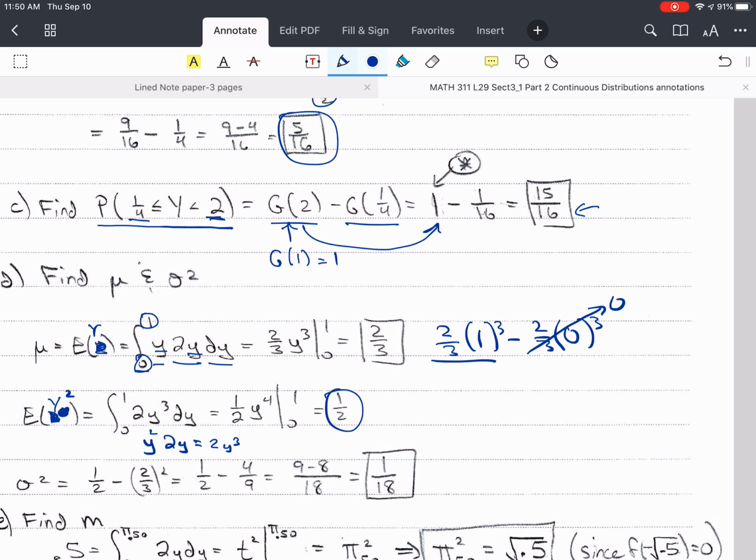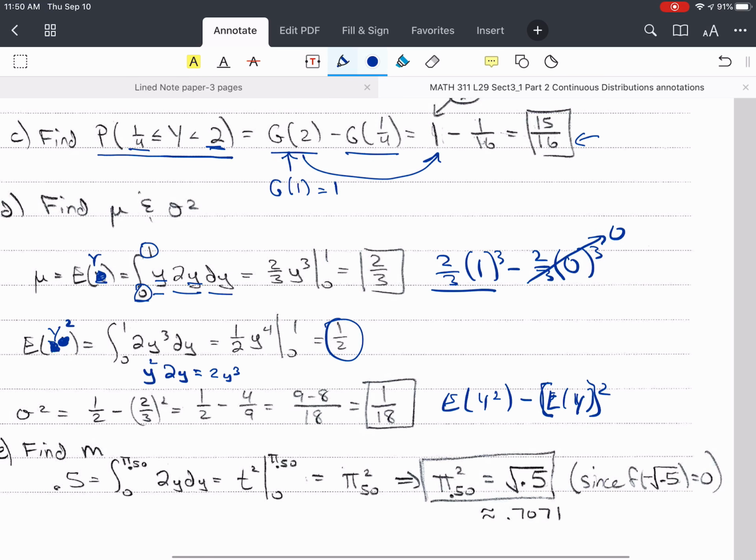To find the variance, I need E[Y squared] minus E[Y] quantity squared. All right. And so I plugged in for E[Y squared] and E[Y] quantity squared, do my math, I get 1/18. Now let's find the median.